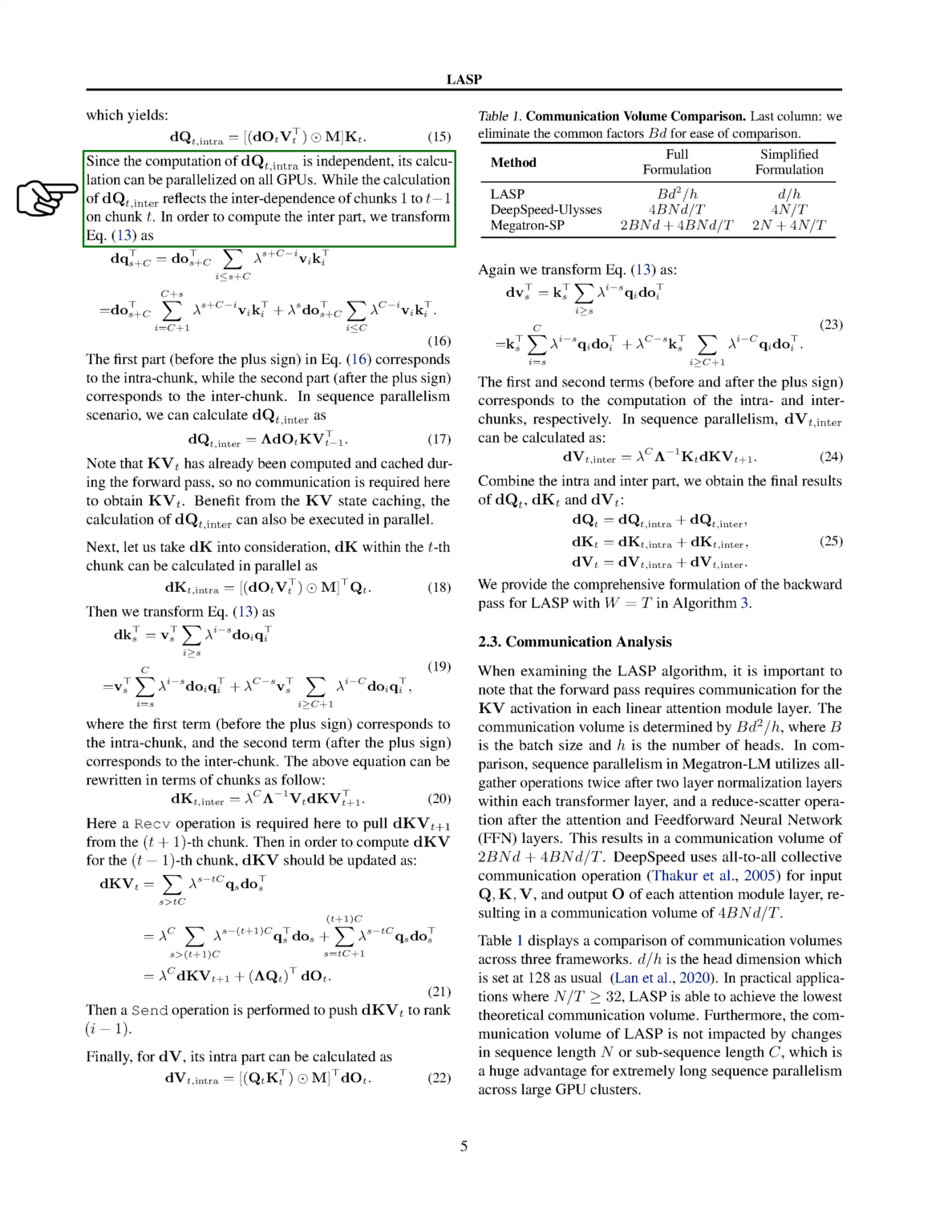To compute the inter part, we transform the equation accordingly. Since kv_t is already computed and cached during the forward pass, no communication is needed to obtain it. This allows for parallel calculation of dq_t inter.